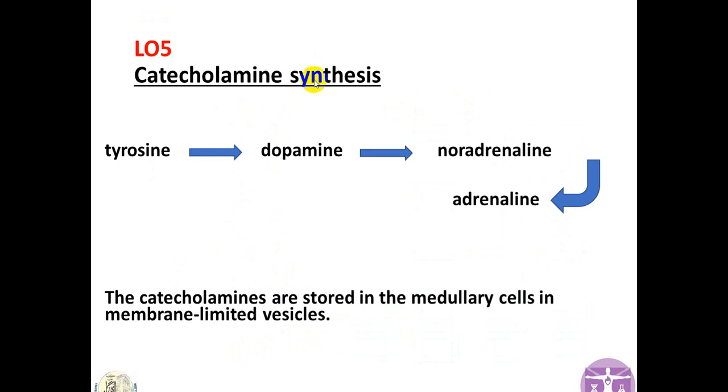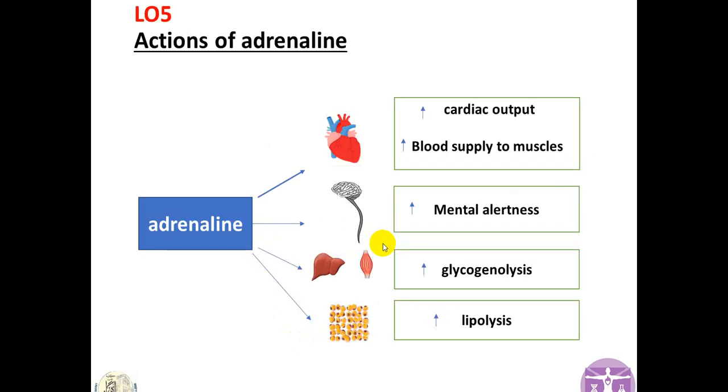What about the hormones that are secreted from the adrenal medulla, that is the catecholamines? The catecholamines are synthesized from tyrosine. Tyrosine will be converted into dopamine, and dopamine will be converted into noradrenaline, and finally noradrenaline will be converted into adrenaline. And these catecholamines are stored in the medullary cells in membrane limited vesicles. So the adrenal medulla represents a store for the adrenaline to be secreted whenever the body needs it. The action of adrenaline is very simple. We need adrenaline during what is called the flight, fight, fright response.